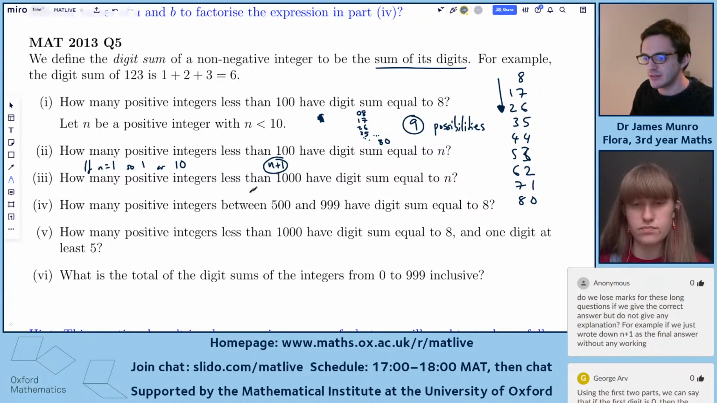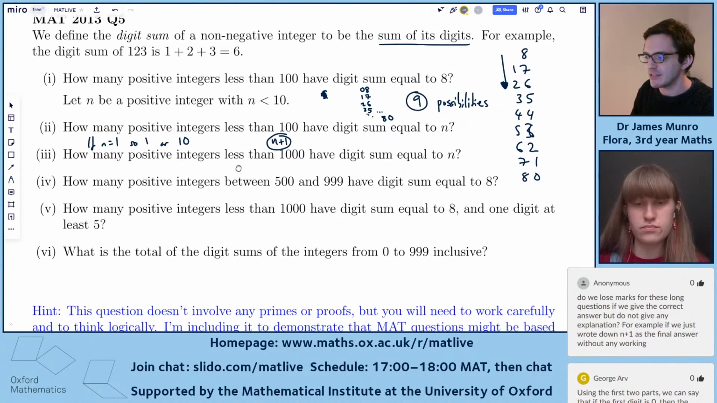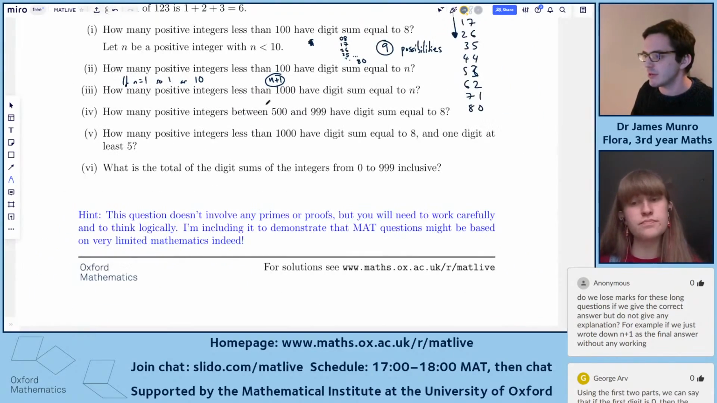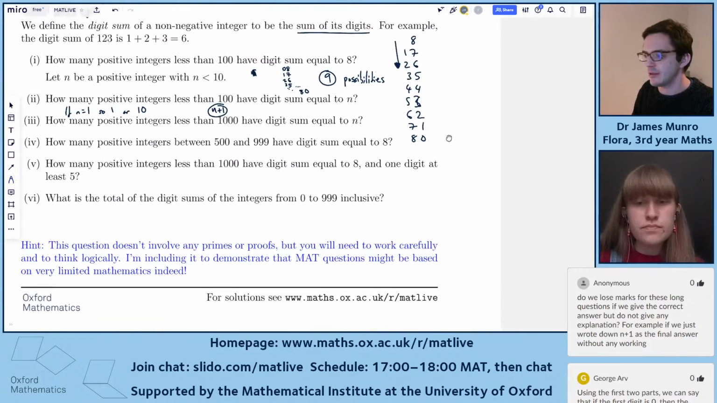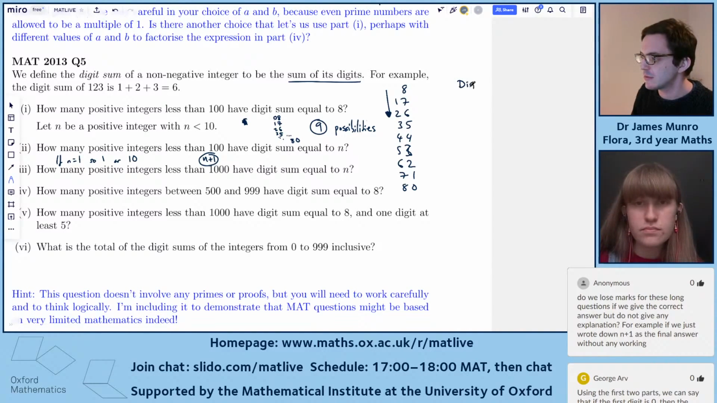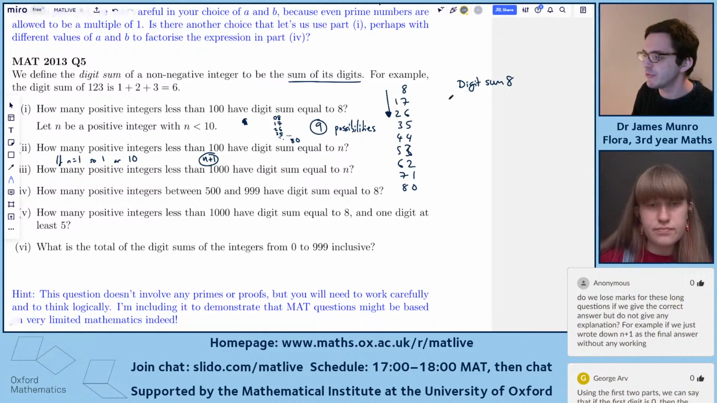Right, part 3. How many positive integers less than 1,000 have a digit sum equal to n? Where am I going to do this? I think I'm going to go over here. So maybe we should start by thinking about an example. Let's think about the digit sum 8. So I've got possible first digits.